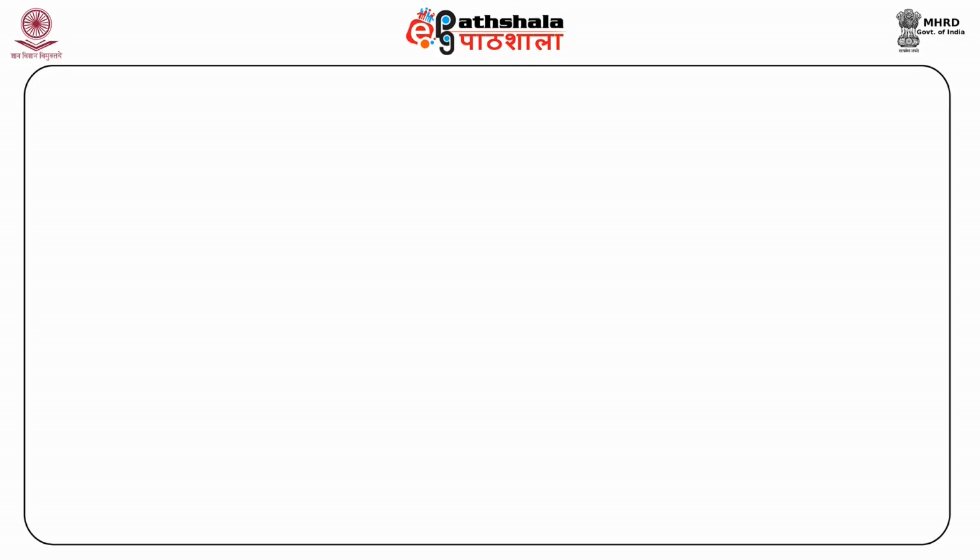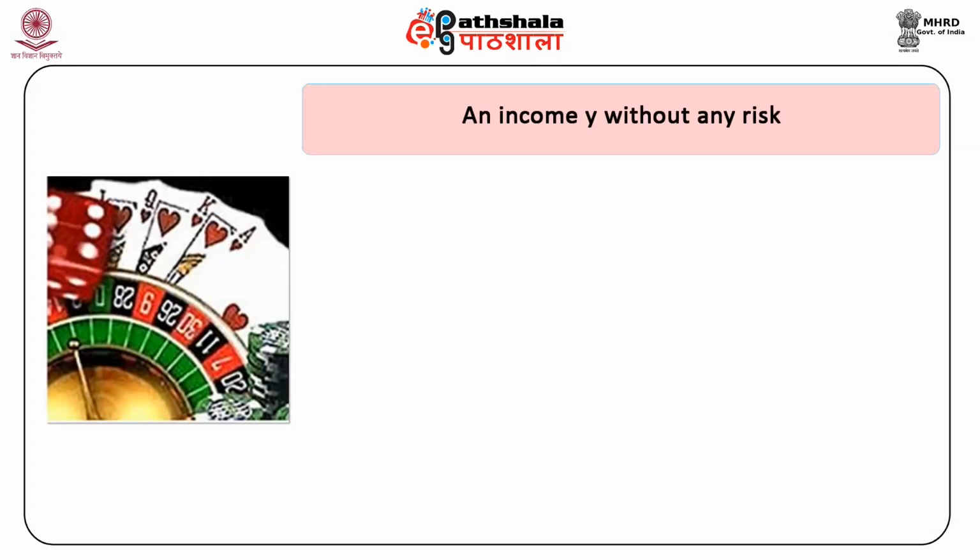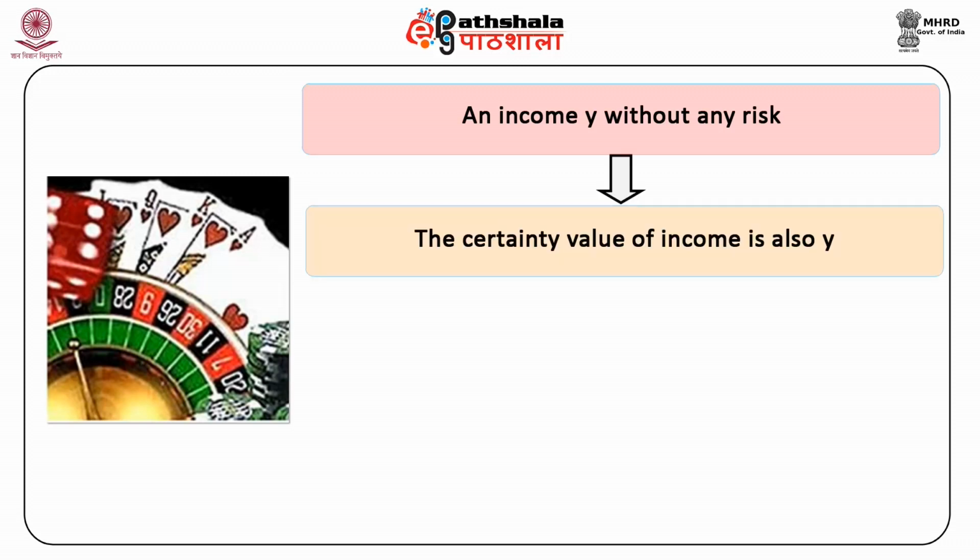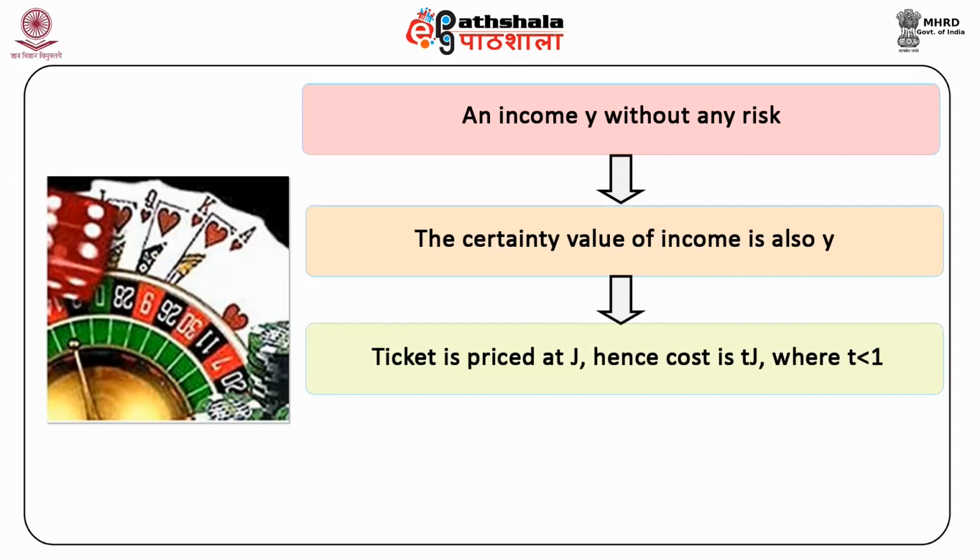In analyzing gambling, it is assumed that the risk-seeking agent has an income Y without any risk. The certainty value of this income is also Y. If this agent were to engage in a gamble, he would have to buy a ticket, which is assumed to be proportional to the price J. The cost of the ticket would be then T into J, where T is the factor of proportionality and T is less than unity.